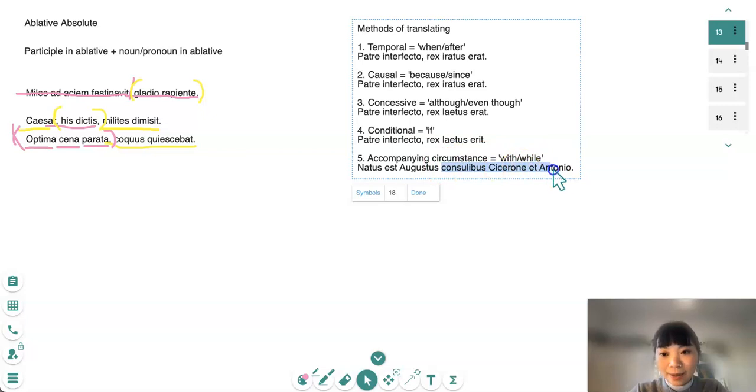while this is happening. So that's a quick summary of the ablative absolutes. Do let me know if you have any questions. But apart from that, I hope that all made sense. Thank you.